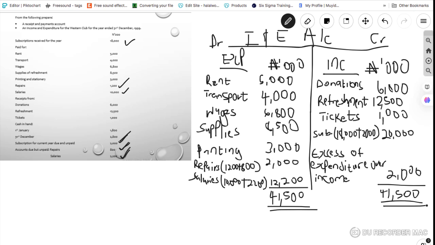So this is very simple. It is just for you to understand the concept behind the preparation of income and expenditure account for the non-profit making organization. And subsequently we're going to be making a video on how to prepare the statement of affairs of a non-profit making organization.